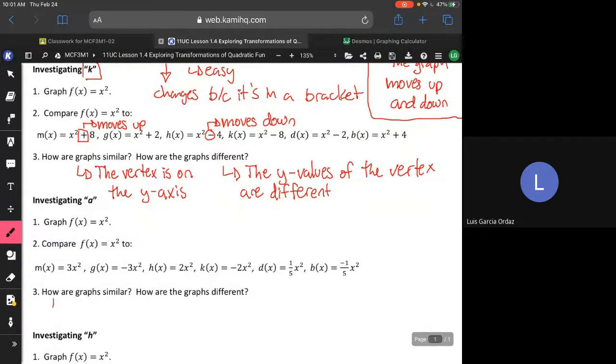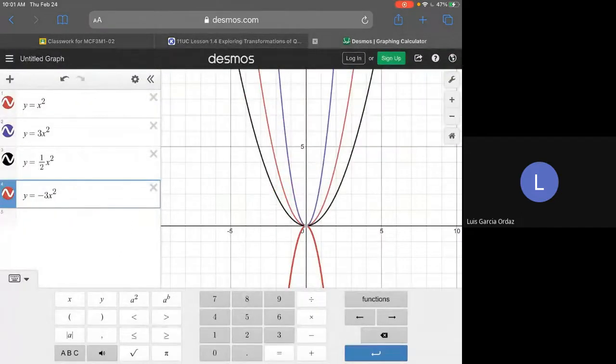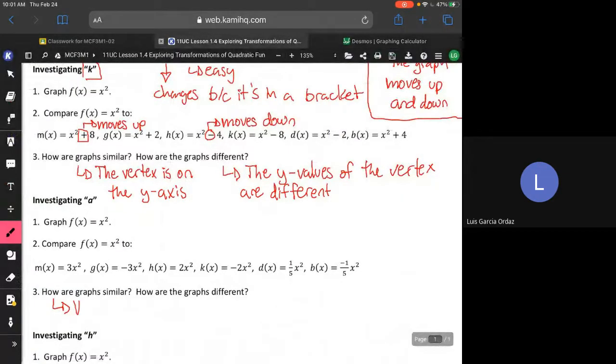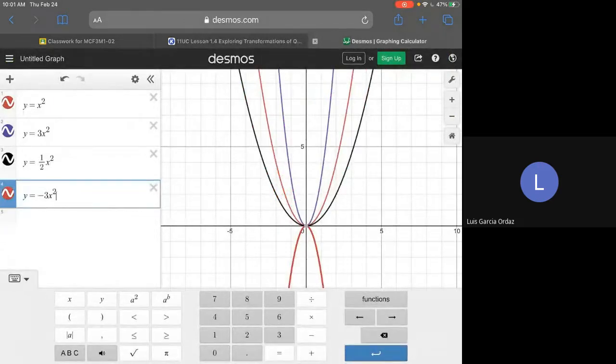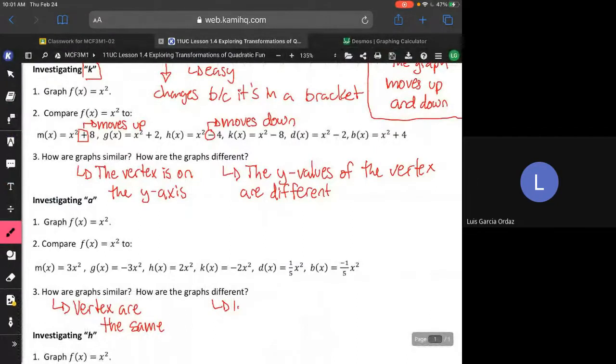So how were the graphs similar in this case? What do you notice about the vertex of all the graphs? They're all the same. What are the two differences about these graphs? Two differences. What are some differences you notice? Yep. So some are wider and skinnier than others. And what is the other thing, Jade? You mentioned it about going. Yep. It can go up or down.